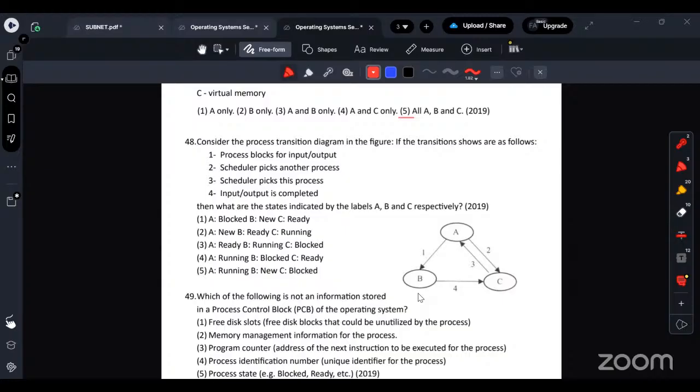So first one, what is happening is process blocks for input output. Then what do you think? From A to B, what is happening? The process blocks for input output. Okay, read it, try and let me know the answer.